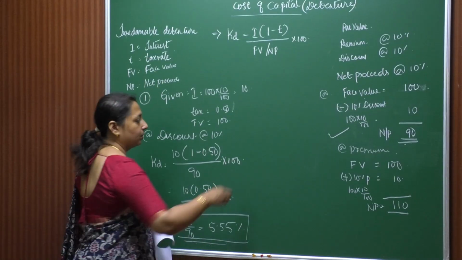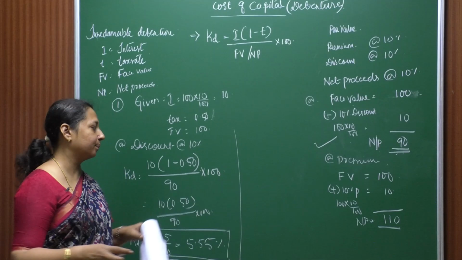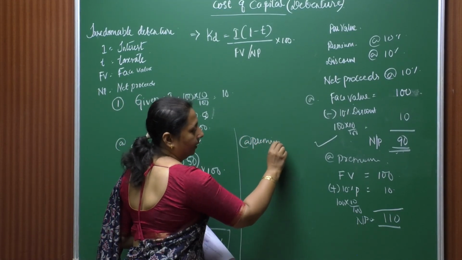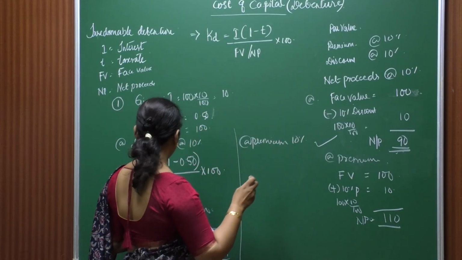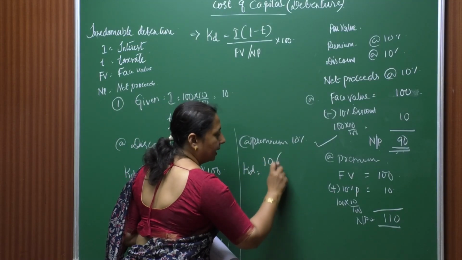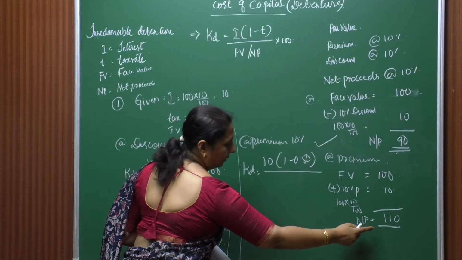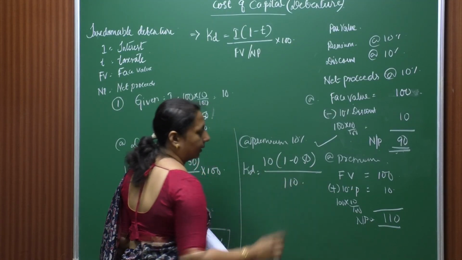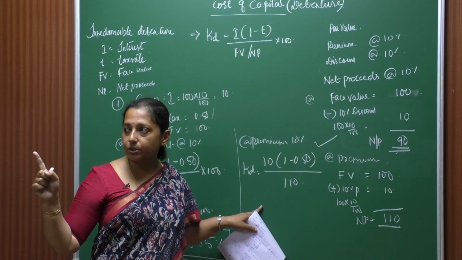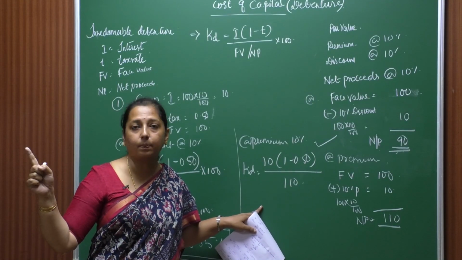Okay. When it comes to the second one, we have to calculate one more cost for premium. So at premium, that is for 10%. Again, cost of debt, we have the same interest 10 rupees and 1 minus tax rate 0.50, and the whole thing divided by 110, which we have calculated. You can see in the question, calculate the cost of debt if the debentures are issued at 10% discount and if the debentures are issued at 10% premium.